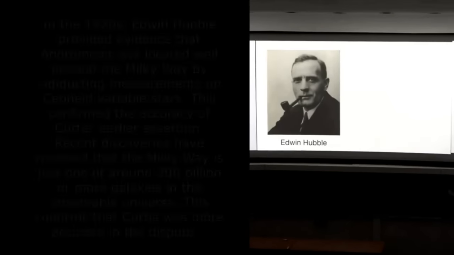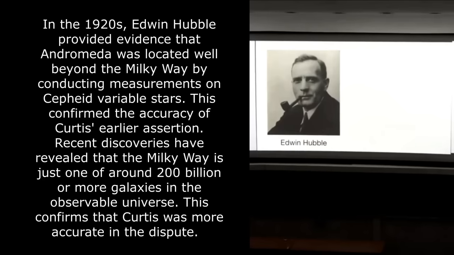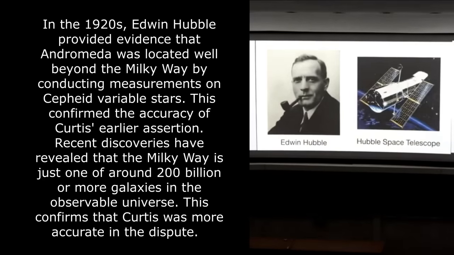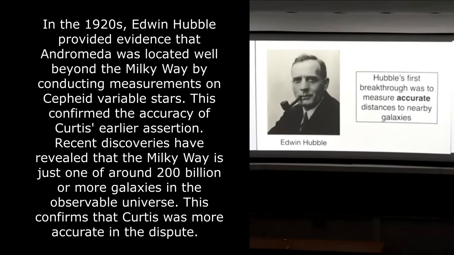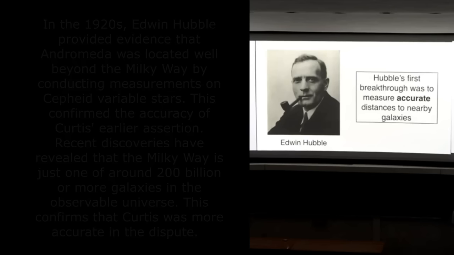But the answer came a few years later when this guy, Edwin Hubble, who you've probably all heard of because the Hubble Space Telescope was named after him, one of the most famous astronomers of the 20th century, measured distances to these little galaxies for the first time and proved that they were actually millions of light years away. And so they had to be outside of our galaxy, and so our Milky Way was reduced to a tiny dot in a much, much bigger cosmos in one go.